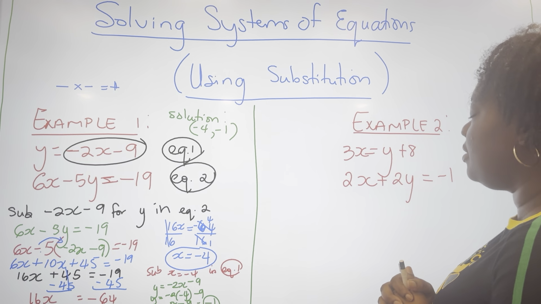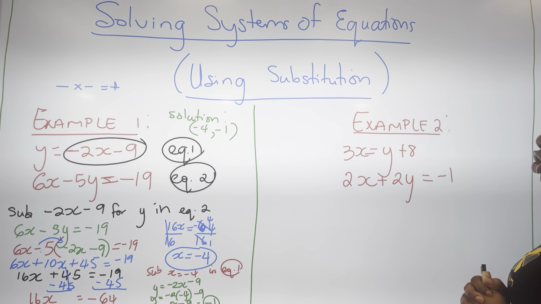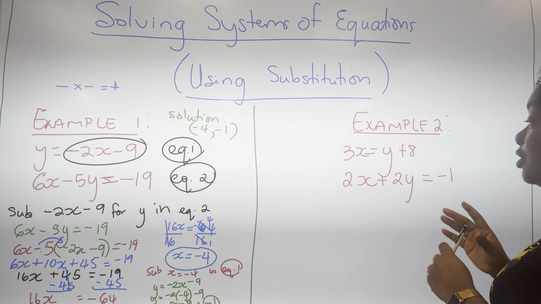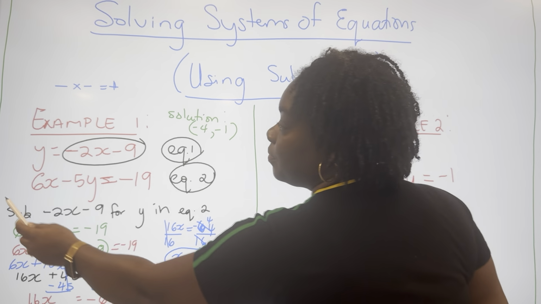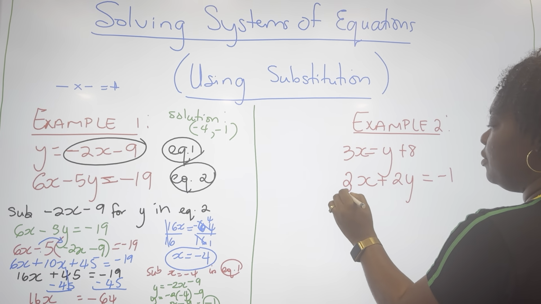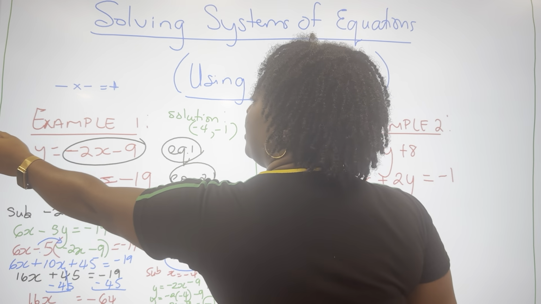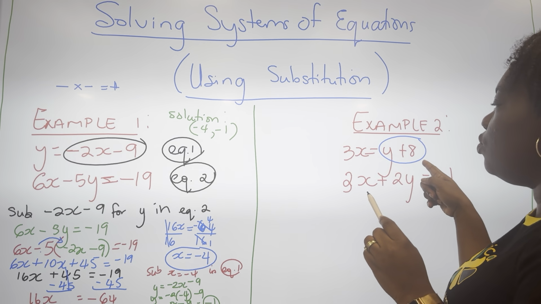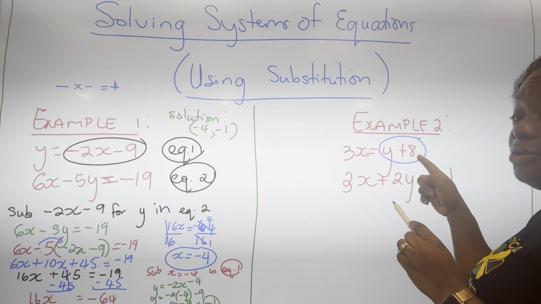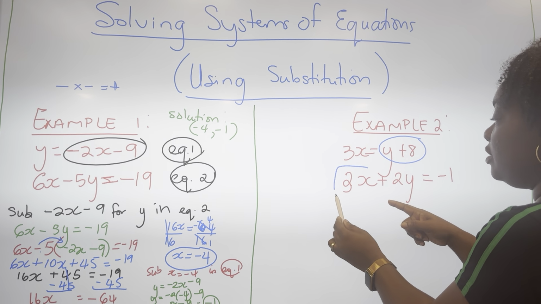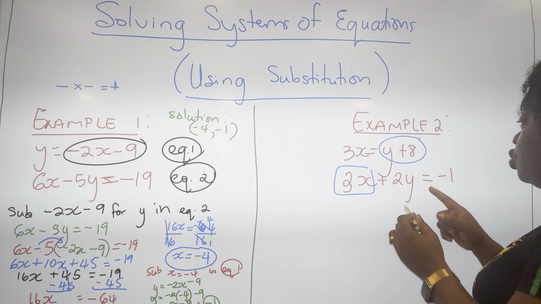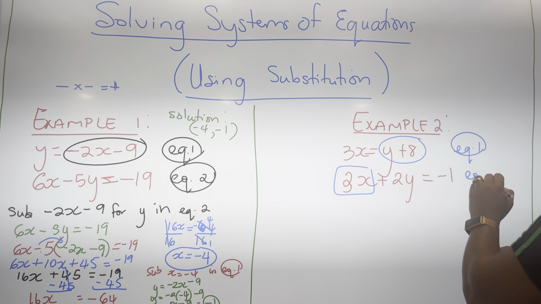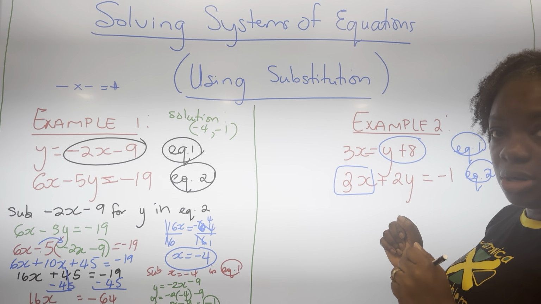All right, let's look at this now. Example 2. Now this, if you notice, is not so straightforward. But when I look right here, this should actually be 3x. When I look right here, I realize it's giving me 3x is equal to y plus 8, and I have a 3x right here. So I'm going to call this my equation 1, equation 2.